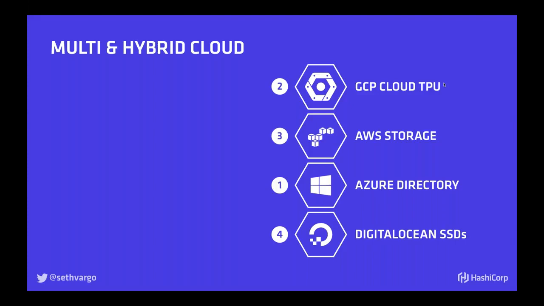Perhaps you have a really new intensive machine learning application. You want to leverage the Google Cloud TPUs that were announced just last week for the super fast processing. But you already have data on Amazon S3 for storage. And perhaps you're a Windows shop, so all of your authentication and authorization is being handled by Azure Active Directory. And then for average everyday work, you're using DigitalOcean's super fast SSDs for their cost effectiveness and their high bandwidth.